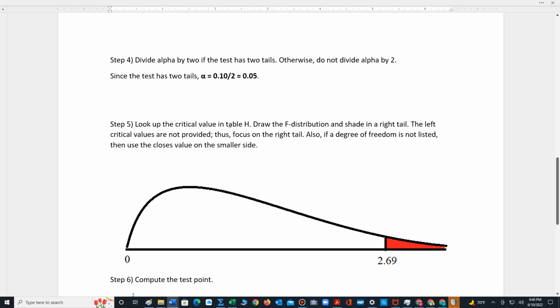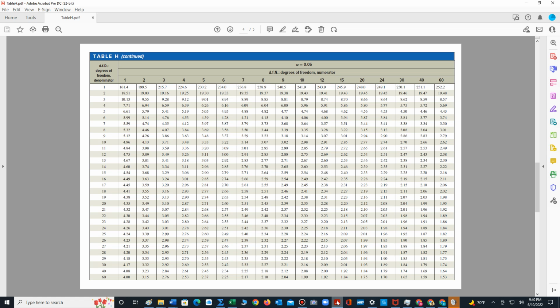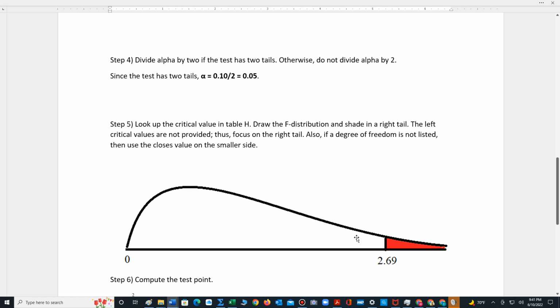We ignore the left tail. Now we look up the critical value in table H, and of course we draw the F distribution. As I mentioned before, we focus on the right side. Looking up the critical value in table H, we search first for alpha. Remember, table H has several alphas listed. We look across for 12. We go down 12 and we see that it is 2.69. So the critical value is 2.69.